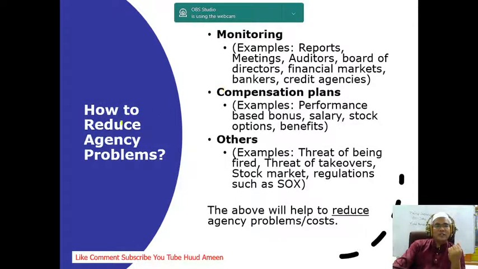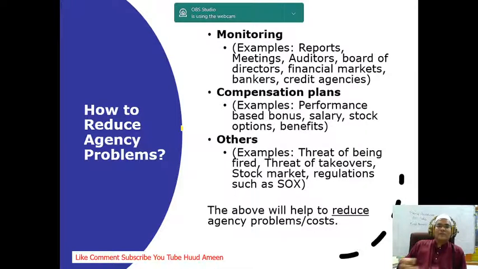So how to reduce this is one of the very important. This type of question, it's a very popular question that comes out in the finals. So how to reduce agency problem? How to reduce the conflict between managers and the owners? So first is monitoring. So how to monitor?